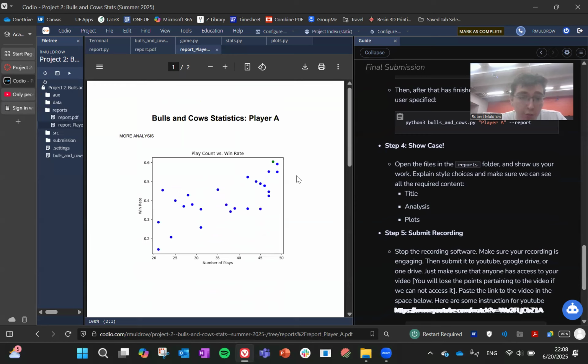As for the style choices, I simply went for functional and operational. Helvetica is not necessarily my favorite font, but it works in this instance. And open files, of course, shows your work, explain your style choices.